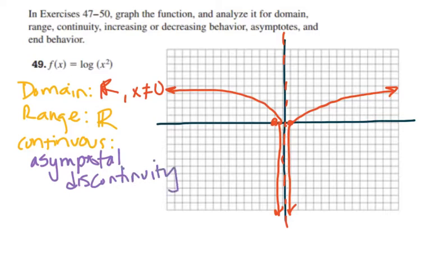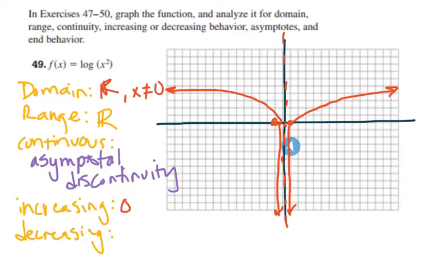And then we've got increasing, and then also decreasing. And so it's increasing from 0, so from here all the way to infinity. And then it's decreasing from negative infinity, wherever that's going to end, which is nowhere, to 0, because of course at 0 it's an asymptote.